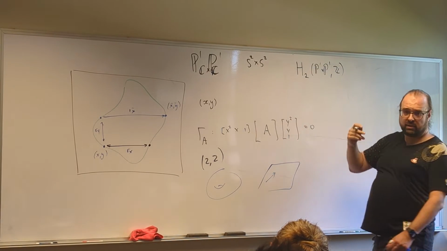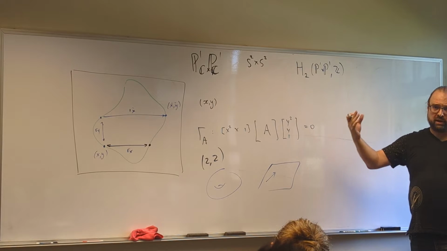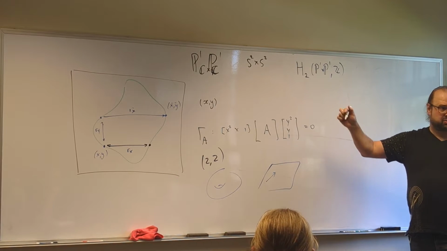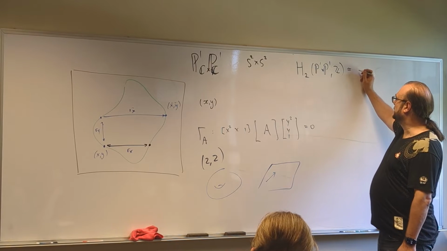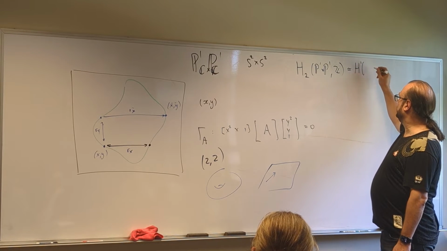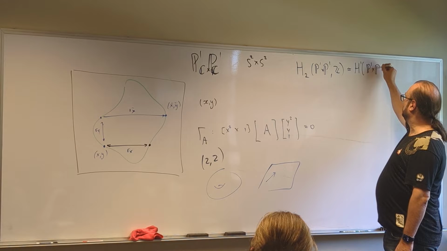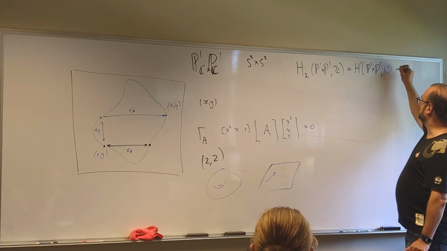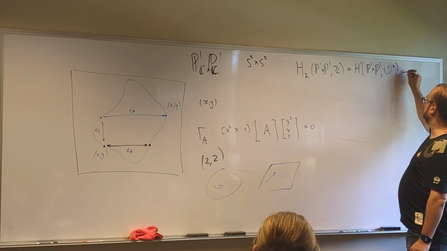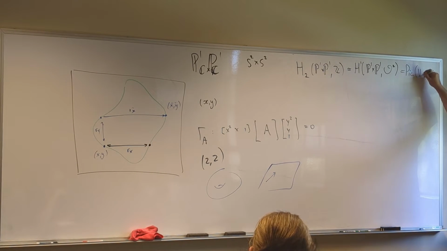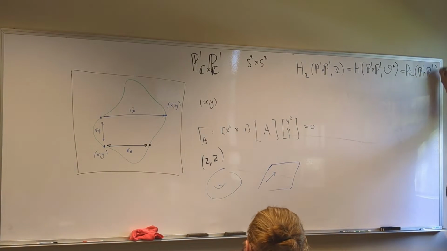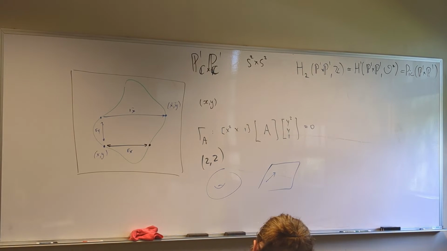Right? What would that be? That would be a rank 2 group with these two generators. So it's isomorphic to H1 on P1 cross P1 on star, right? And this is known as a Picard group or Picard lattice of P1 cross P1.